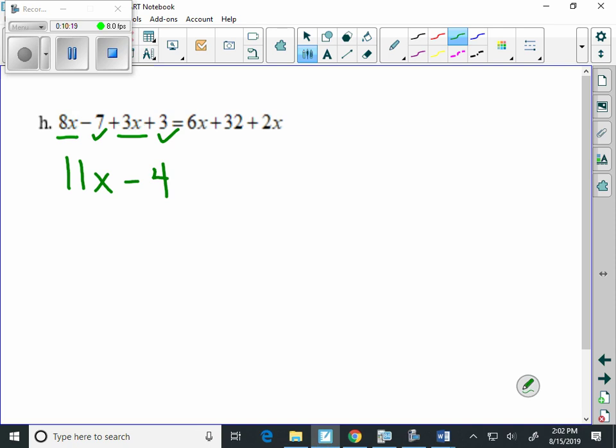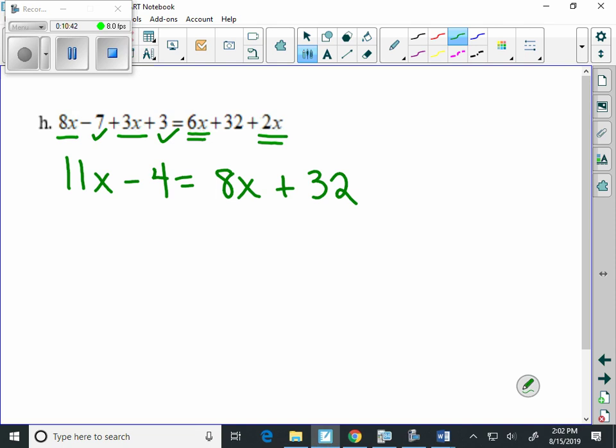There's also like terms on the other side. We've got 6x and we have 2x, which is 8x. Remember, we add the number in front of the variable, we keep the variable. So 6 plus 2 is 8, keep the x, plus 32. And then again, I'm going to go back to the letter on the left. I'm going to subtract 8x from both sides.